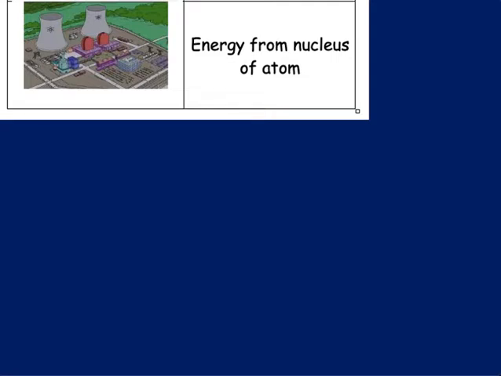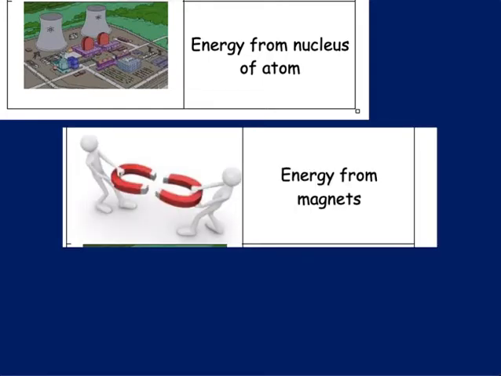So first one, we have a picture of the nuclear power plant, energy from the nucleus of an atom. And you have to decide now what type of energy is that, and is it stored or is it moving? The next we're going to look at is energy from magnets. So which type of energy is this, and is it stored or is it moving energy?